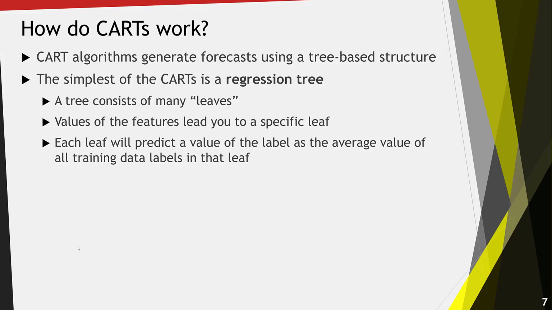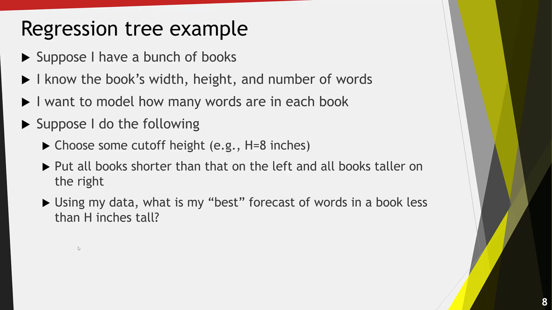These algorithms generate forecasts using a tree-based structure. The simplest of the CART algorithms is a regression tree. This is the tool that we'll consider in this video. A tree consists of many leaves. The values of features in your model lead you to a specific leaf in your regression tree, and each leaf is going to predict a value of the label as the average value of all the training data labels that are in that leaf. It's probably good to think of a concrete example.